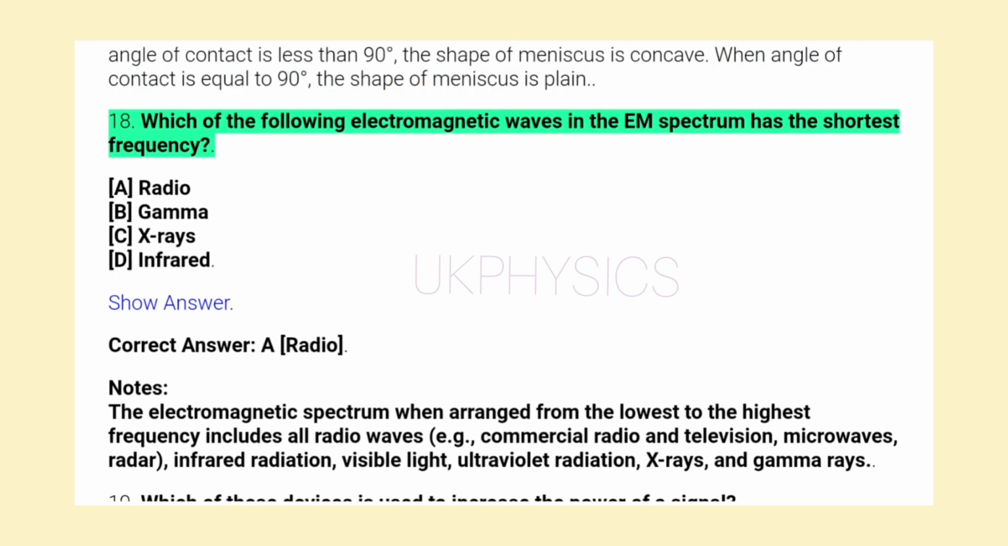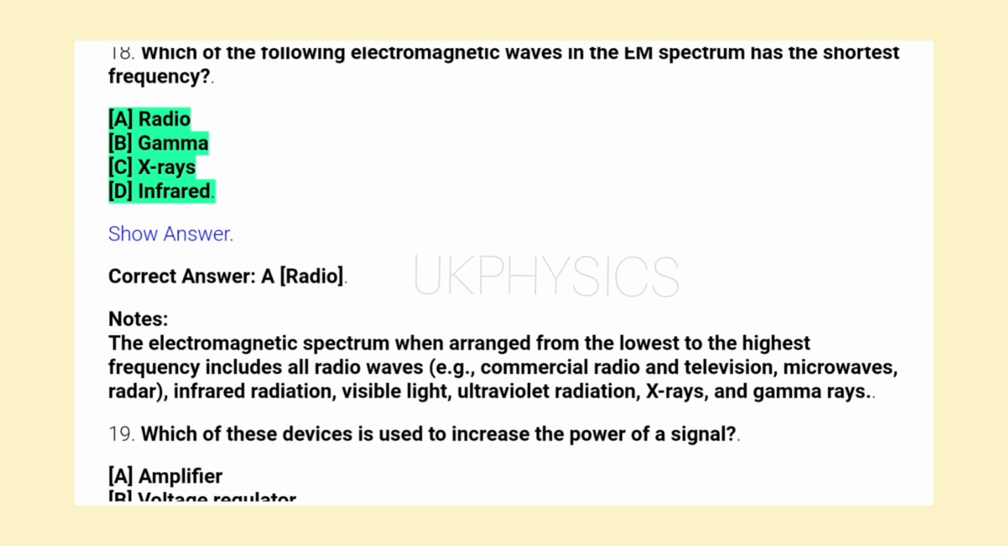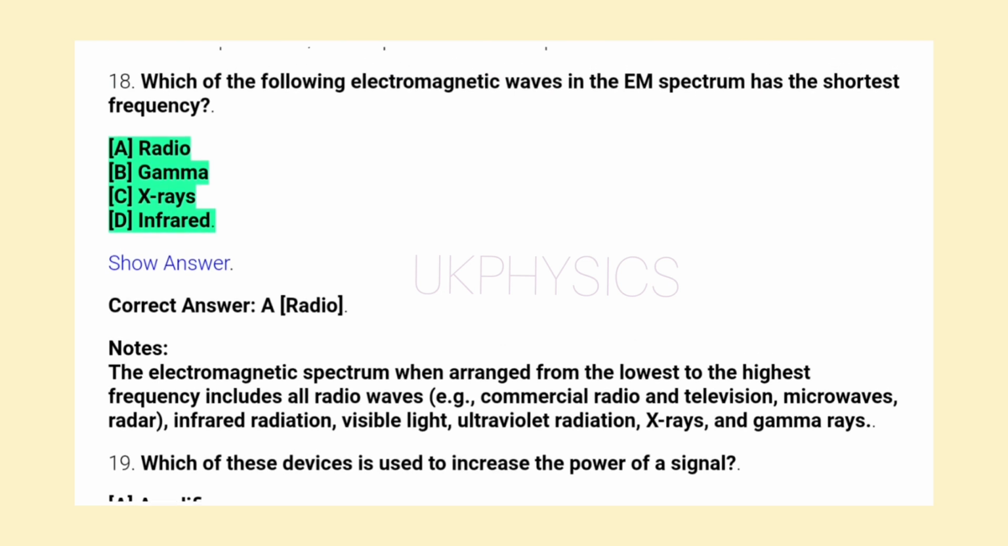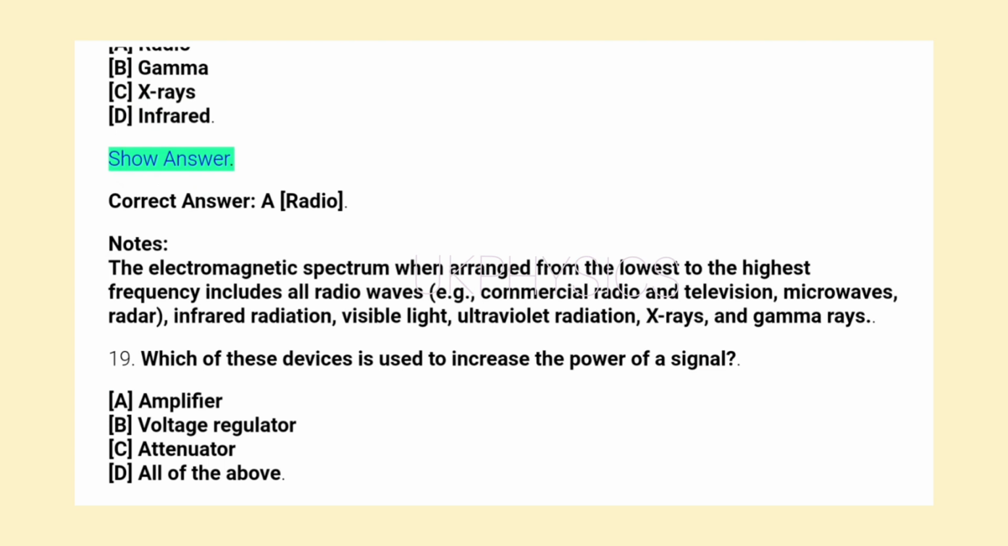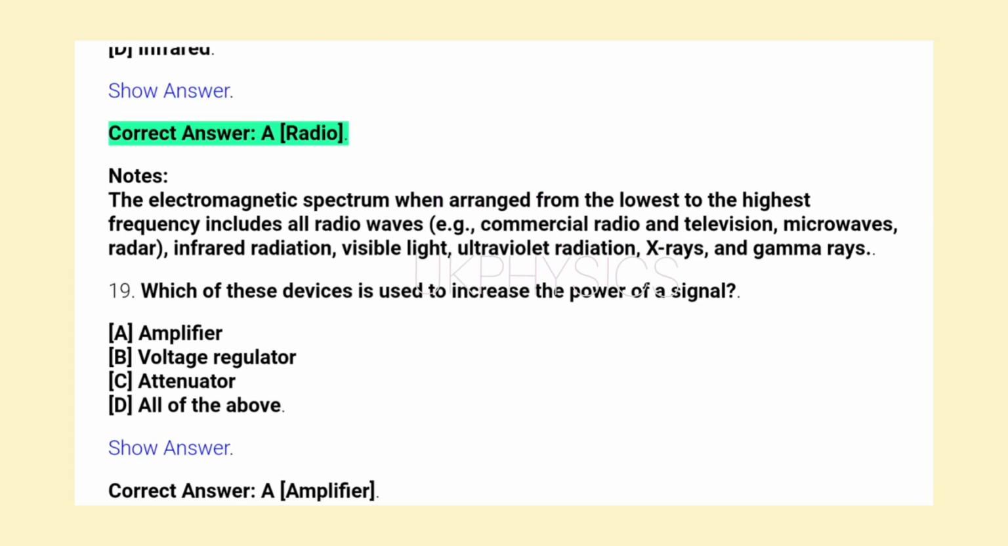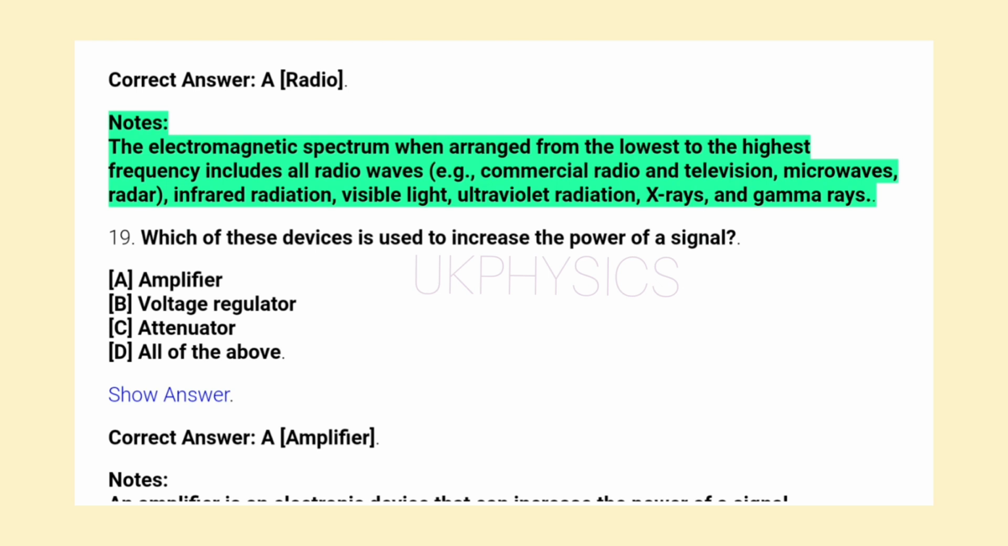18. Which of the following electromagnetic waves in the EM spectrum has the shortest frequency? A. Radio. B. Gamma. C. X-rays. D. Infrared. Show answer. Correct answer, A. Radio. Notes: the electromagnetic spectrum when arranged from the lowest to the highest frequency includes all radio waves, e.g., commercial radio and television, microwaves, radar, infrared radiation, visible light, ultraviolet radiation, X-rays, and gamma rays.